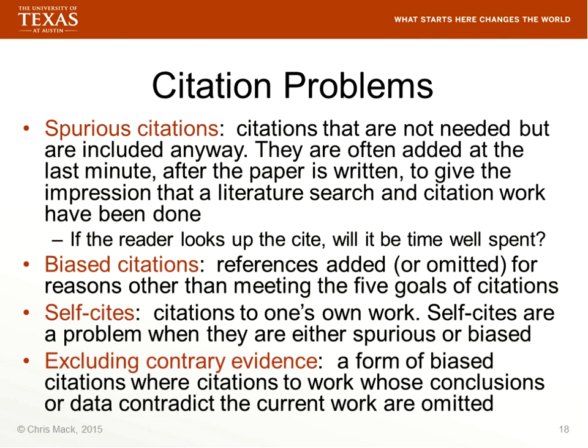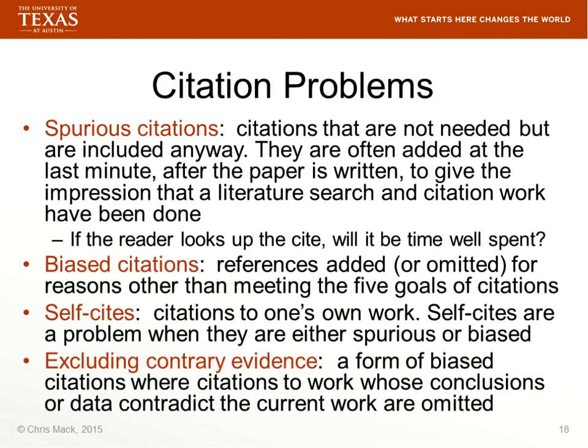Another problem with citations is the biased citations. This is adding or omitting references for any reason other than scientific goals. What might those reasons be? Well, we all know citations have an effect on people's careers, especially in the academic world. So we might cite other people's work as a favor to them. Might be quid pro quo. They cite my papers, I cite their papers, and we're both happy. We should avoid biased citations.